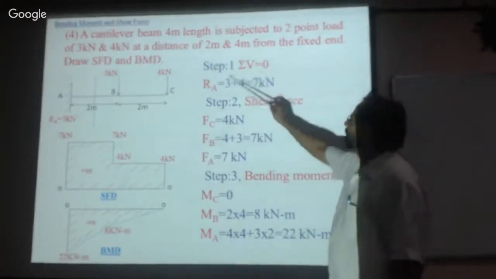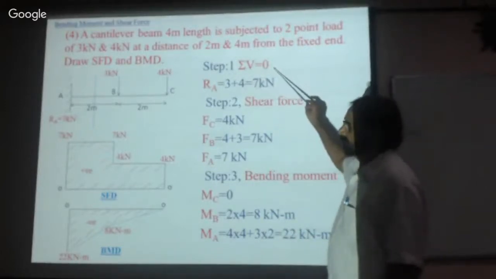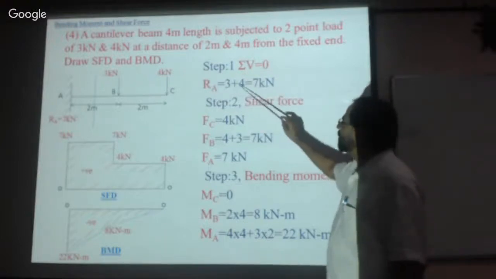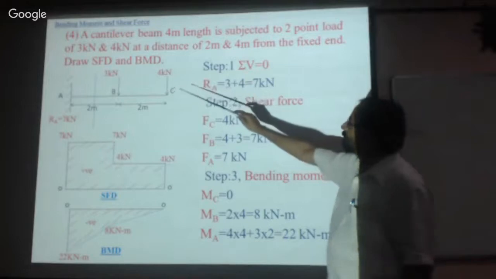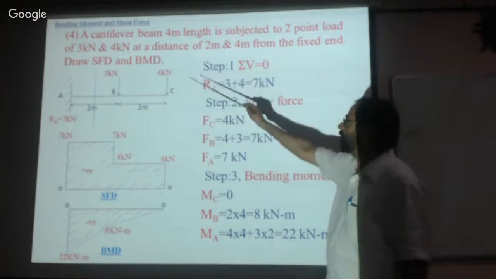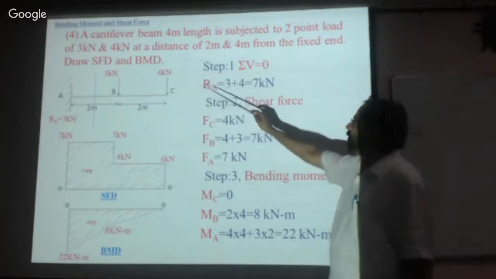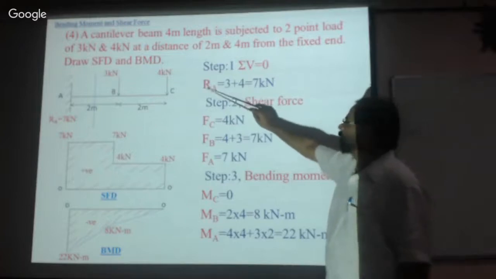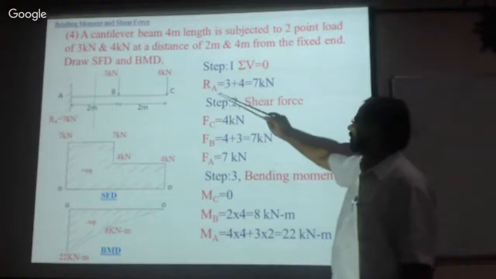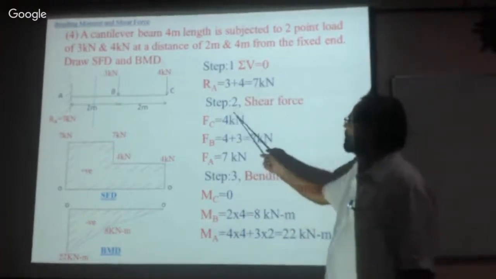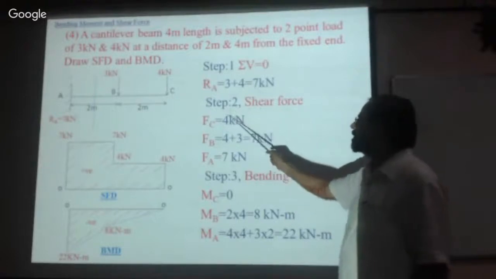Now, step one, we know that sigma V is equal to 0. Therefore, Ra is equal to the sum of 3 kN plus 4 kN. Ra is acting upward, and the 3 kN and 4 kN forces are acting downward. For the equilibrium condition, the upward forces must be equal to the downward forces, therefore Ra is equal to 7 kN. And step 2 is the calculation of shear force.